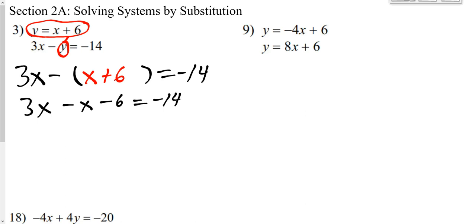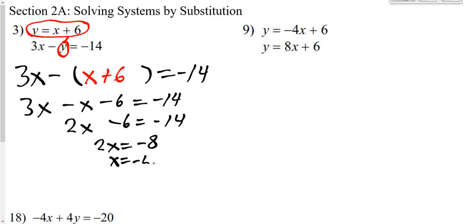Then we solve it. Combine our like terms, we get 2 of the x's. Then we can take 6 and add it to the other side to undo it. That gives us minus 8. Then we divide by 2, and that gives us minus 4. And remember, we're looking for the coordinates of a point, so we need to find the y. So I'm going to take my minus 4 and plug it in right here to find y. My x is minus 4, I add 6, and I get 2.